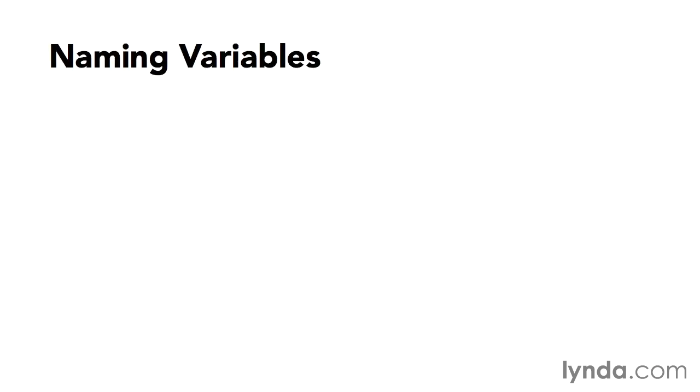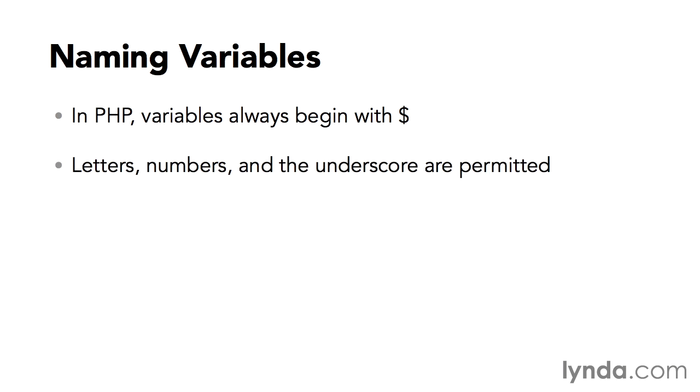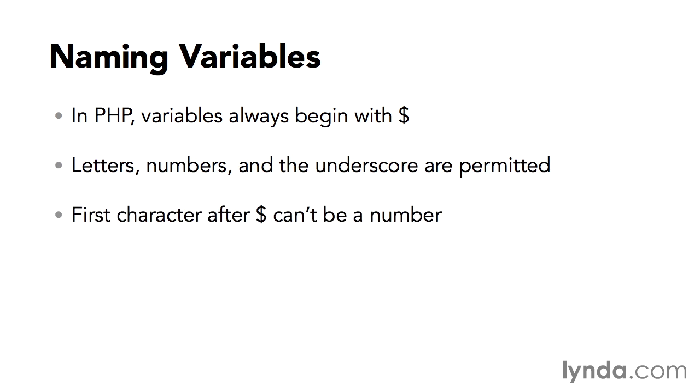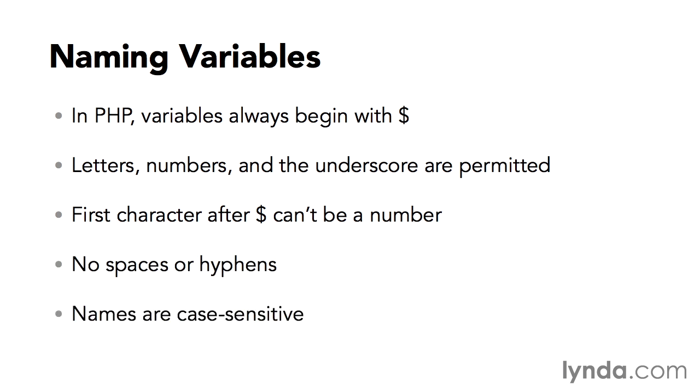When creating variables in PHP, you need to follow some basic rules. In PHP, variables always begin with a $ sign. After the $ sign, you can have any combination of letters, numbers, and the underscore. However, the first character after the $ sign must not be a number. There must be no spaces or hyphens, and all variable names are case sensitive.